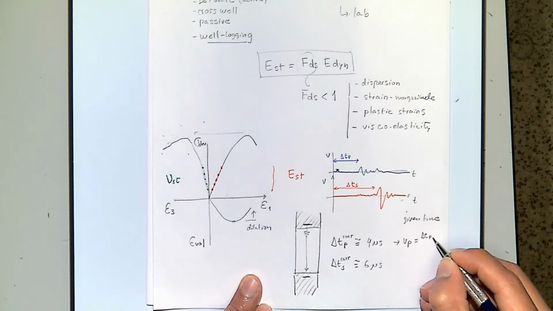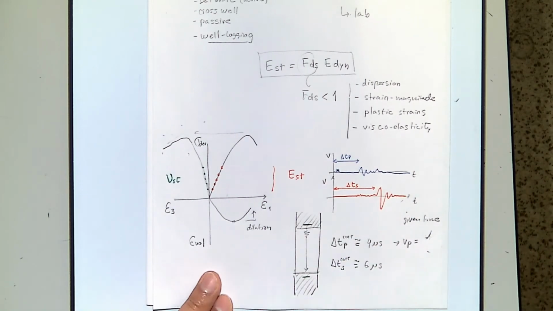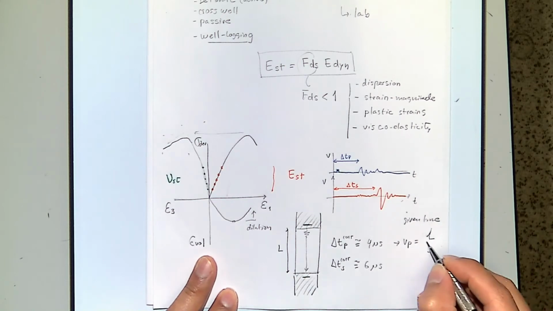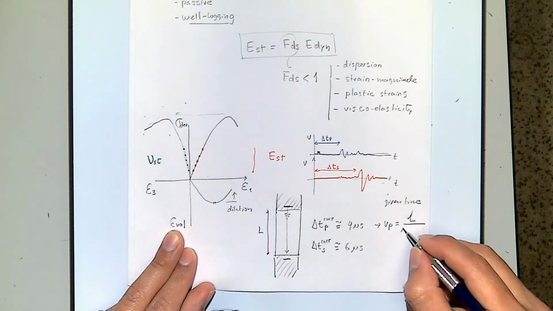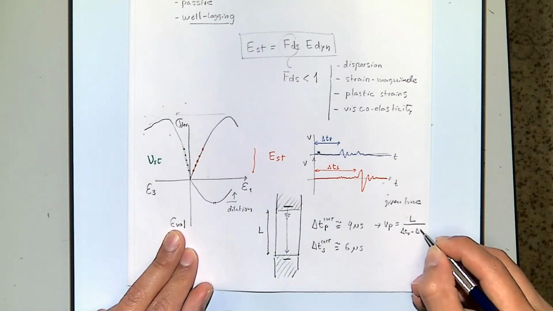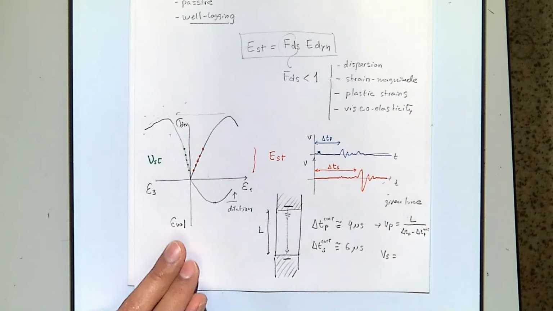And the actual P wave velocity, VP, is going to be the length of the sample divided by delta TP minus delta TP correction. And the same for S. Okay?